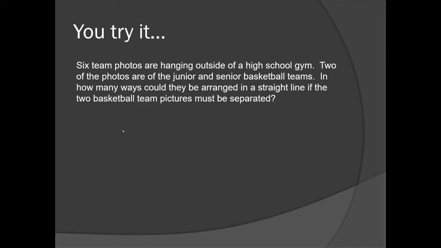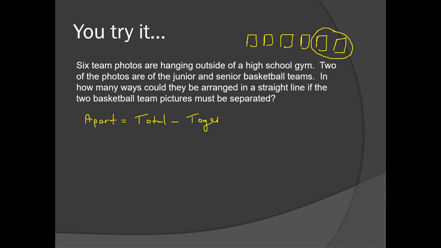So we have 6 team photos. 1, 2, 3, 4, 5, 6. Remember, if we want to find the number of ways that they're together, we treat 2 of them as 1. So I might just write, this was helpful for me for the last one. The number of ways they're apart is the total number of arrangements minus the number of ways that they're together.